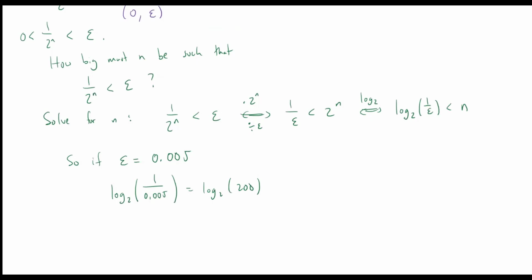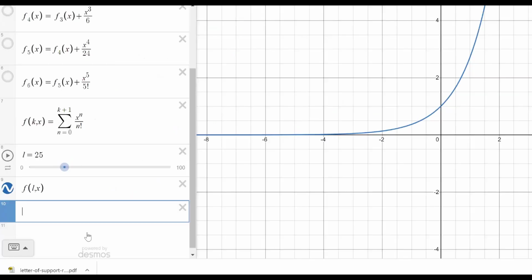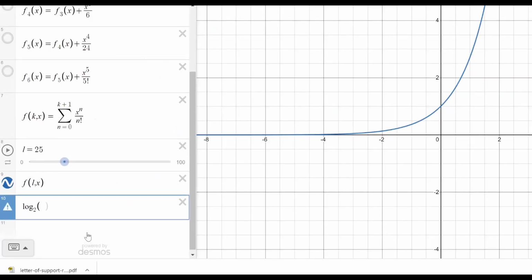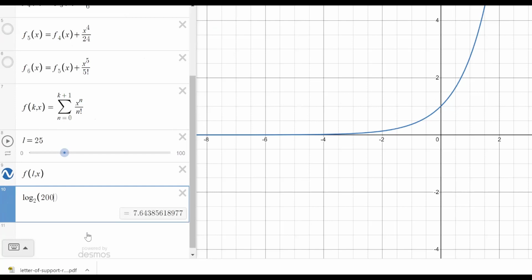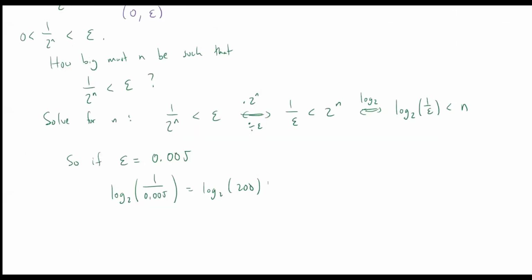All right, I'll just go into Desmos and see if it does log base 2. I'm curious. Log base 2 of 200. Hey, 7.64. Okay, so this is about 7.64. So we know that n has to be greater than 7.64. Okay, so how about we let n equal 8?